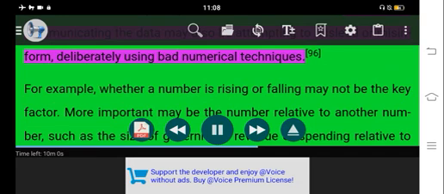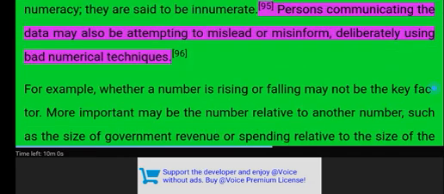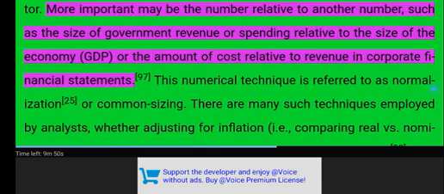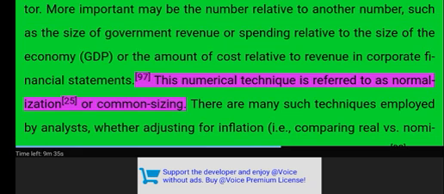Since communicating the data may also be attempting to mislead or misinform, deliberately using bad numerical techniques. For example, whether a number is rising or falling may not be the key factor. More important may be the number relative to another number, such as the size of government revenue or spending relative to the size of the economy (GDP), or the amount of cost relative to revenue in corporate financial statements. This numerical technique is referred to as normalization.